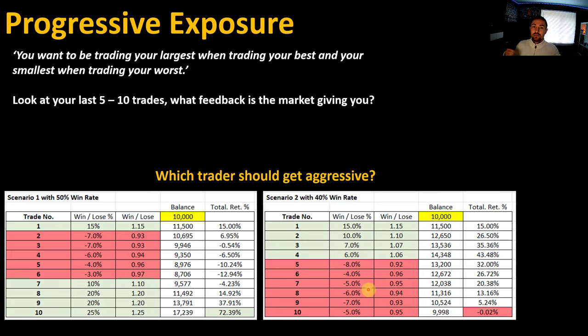peel it back. So the progressive exposure point is to help you trade your largest when you're trading your best, and get more invested in the market, but be kind of out of the market trading much smaller when you're potentially trading your worst or the market is more hostile to your strategy. So on the next slide, we're going to go into position sizing.